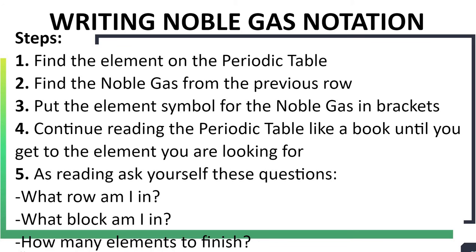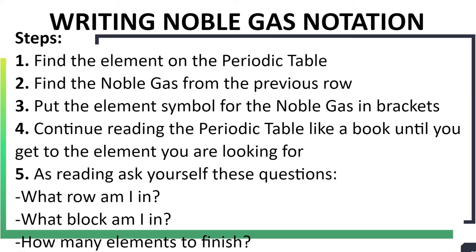We're going to continue with our topic of writing electron configurations, but we're going to move on to a different type. We're going to write the noble gas notation or noble gas configuration. Now, there are a couple of steps to this that are very similar with a couple of changes in between.